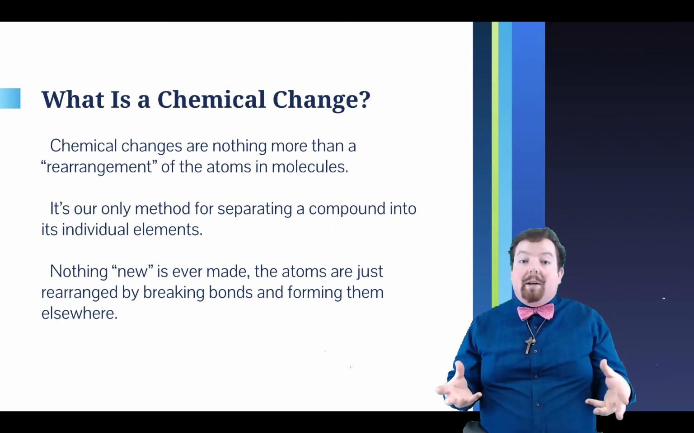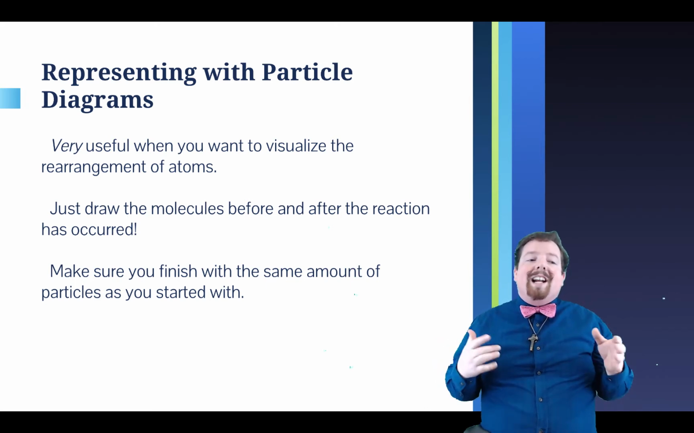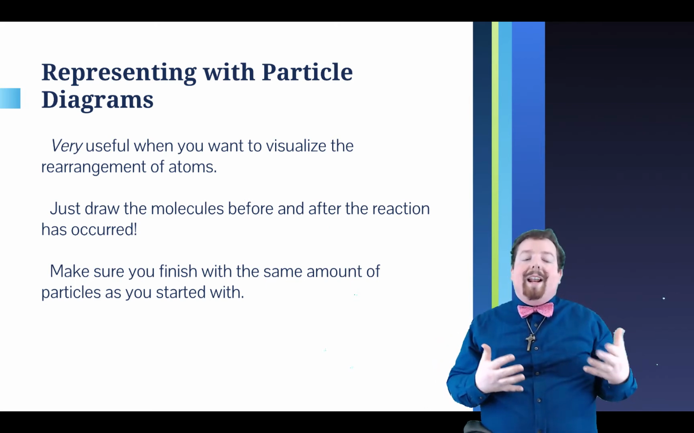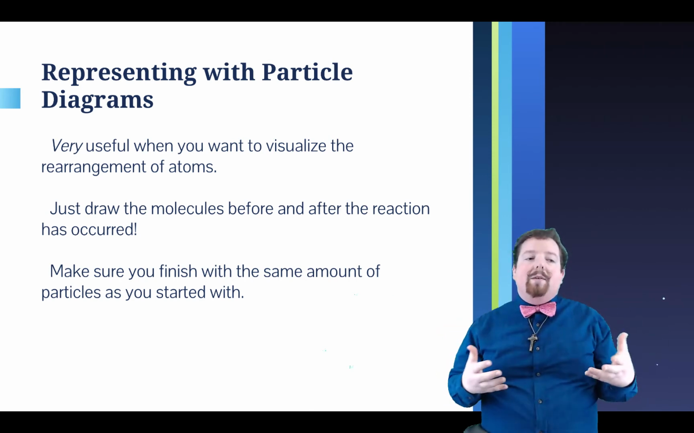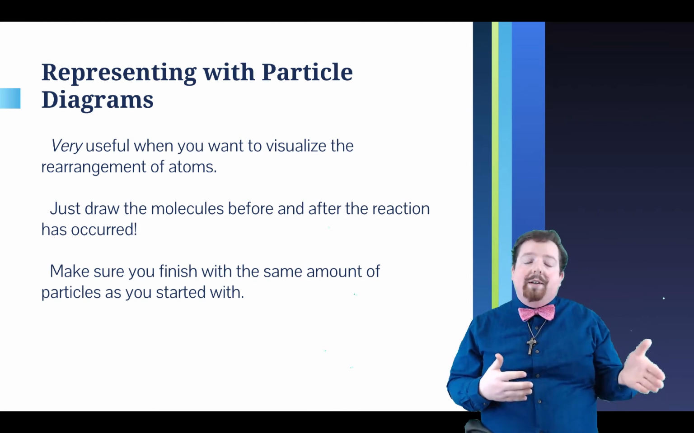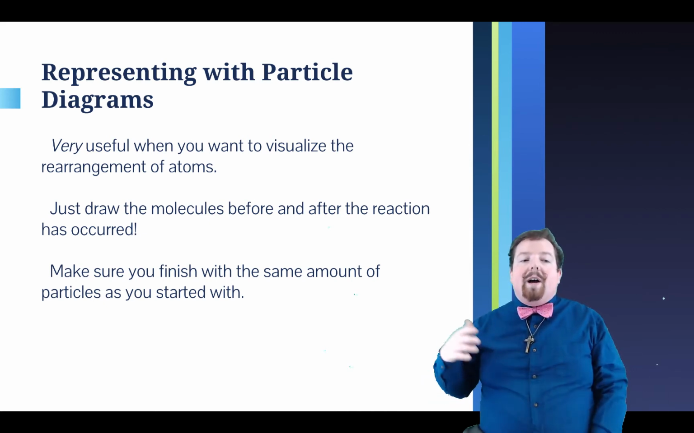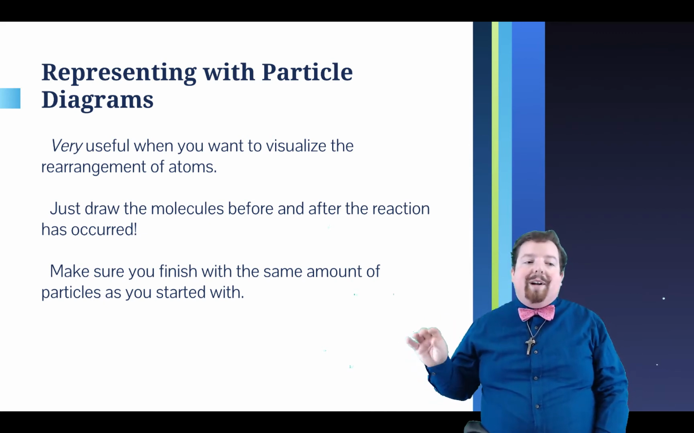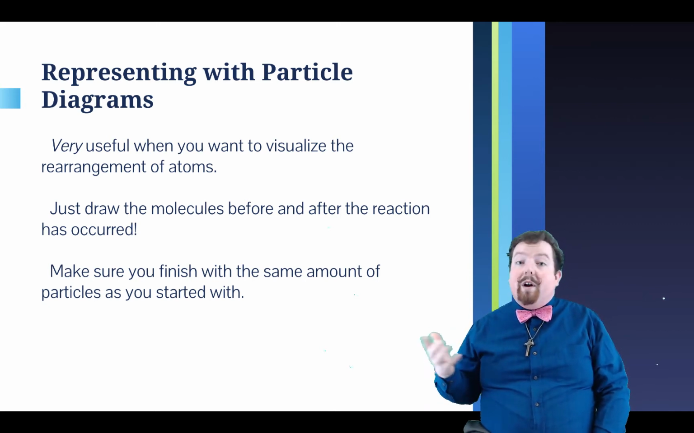that make different molecules. It's very useful to represent chemical changes with a particle diagram because it can help you to visualize the atoms and how they get arranged. To do this, you just draw the atoms of the molecules that you started with before the reaction occurs. Then you draw the atoms separated out from each other with no chemical bonds between them. Finally, you draw those molecules that you end up with after you rearrange the atoms and form new bonds. It's very important to count how many atoms you started with because you're supposed to end up with the same amount of atoms when you're all finished.